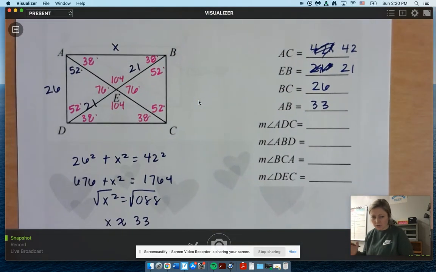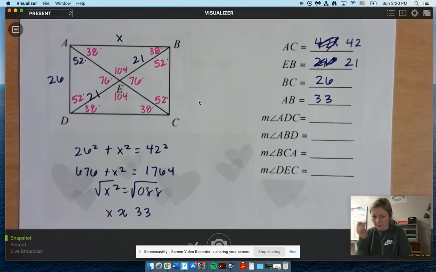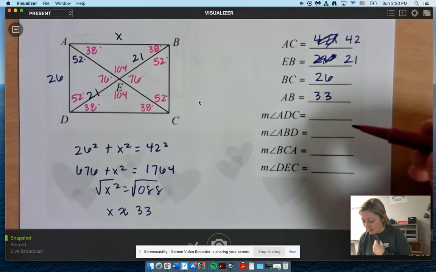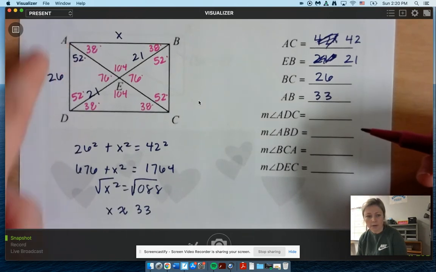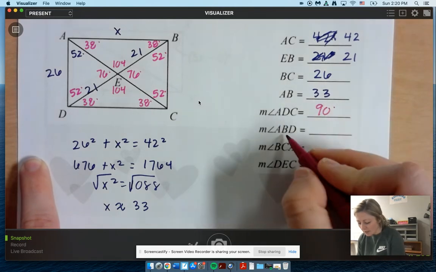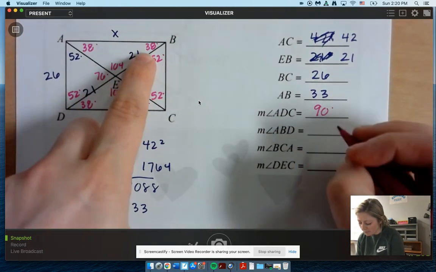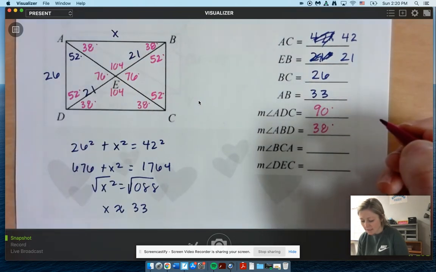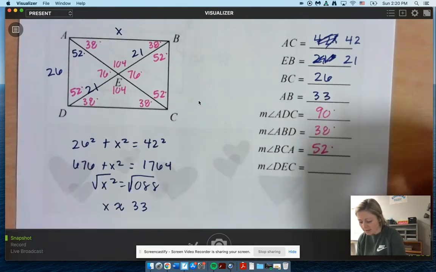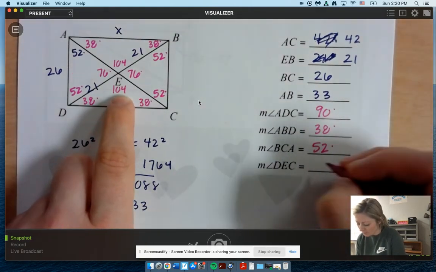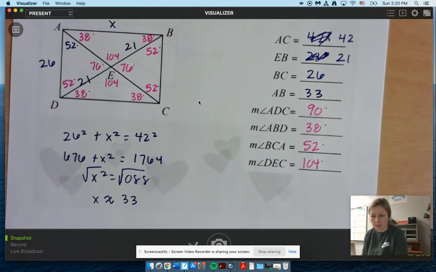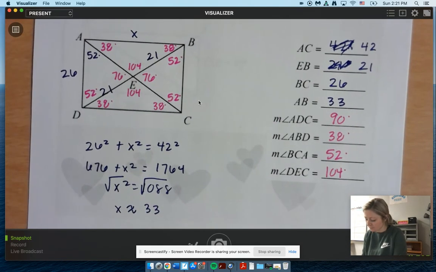Again, we have a lot of symmetry and a lot of other things that we have from prior knowledge to help us solve that. So now if we fill in these blanks over here, angle ADC is just that corner angle, so that'd be 90. ABD is our 38. BCA, 52. And DEC is that middle one that we found to be 104. If you're still lost, don't worry. We will do desk problems in class for you to work these out in front of me so I can help you, okay? So no worries there.